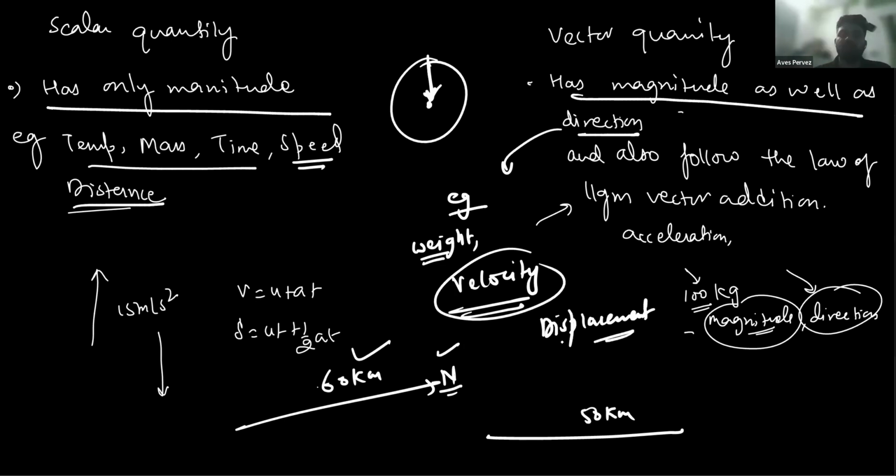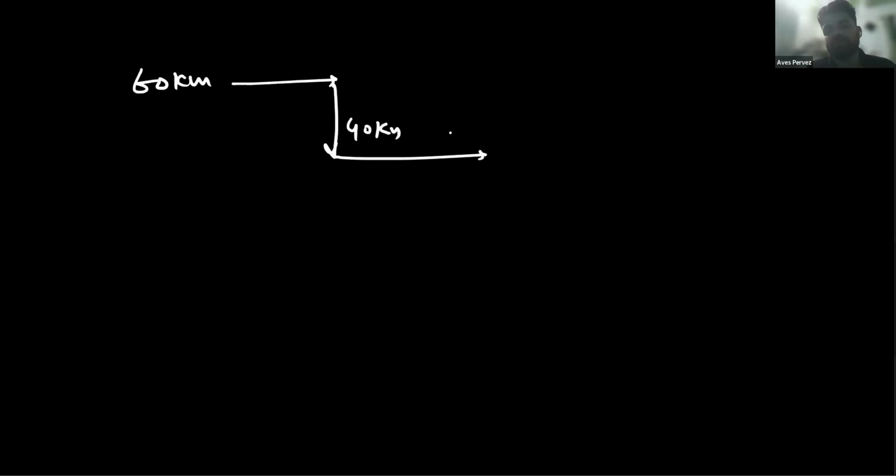Done? Okay. Now, scalar quantities can be added or subtracted by numerically adding them. For example, if you run 2 kilometer in this direction, 60 kilometer in this direction, then 40 kilometer in this direction, then 60 kilometer in this direction, 60 kilometer in this direction, and then 40 kilometer in this direction, you just add all these and you will get the value of distance.